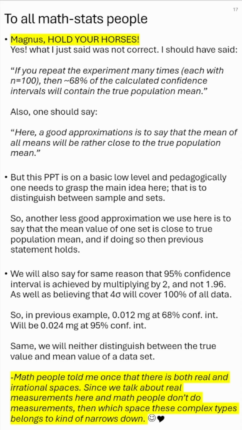And math people, they told me once that there are both real and irrational spaces. And since we talk about real measurements here, and math people don't really do measurements, right? Then which space these complex types belong to kind of narrows it down, don't you think?